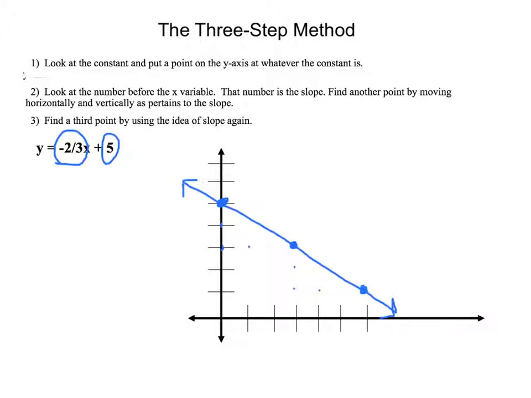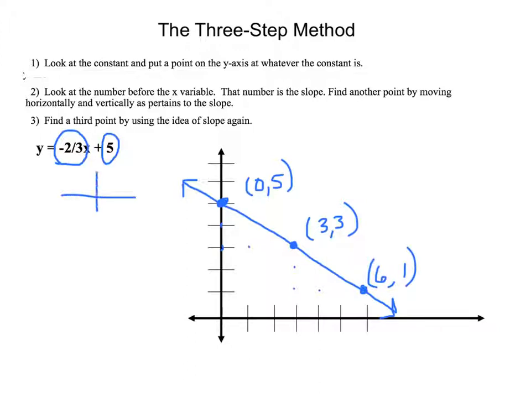Now, if I want to, I can certainly go through and give the coordinates of each of these points. This is the point 0, 5. This is the point 3, 3. And this is the point 6, 1.